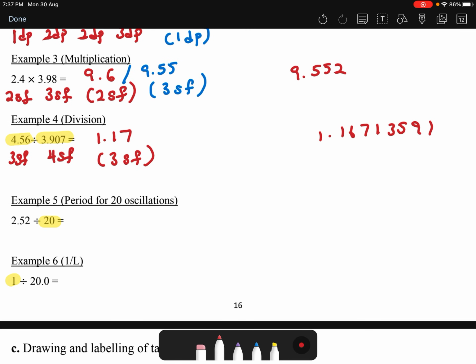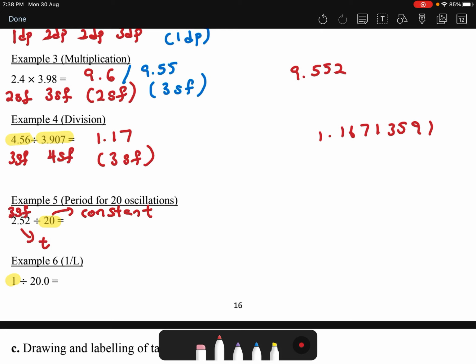Okay, so example, you are calculating 20 oscillation, right? So this is 2.52 is the timing, or the average timing, doesn't matter. So 20 is the number of oscillation. When you divide, because 2.52 is 3 SF, right? You divide by something, 20 is actually 1 SF. So when you divide, you might give 1 SF only. Please don't do that, because this is a constant, so we do not take into account. Right? So okay, then we just follow the 3 SF, because this is 3 SF.